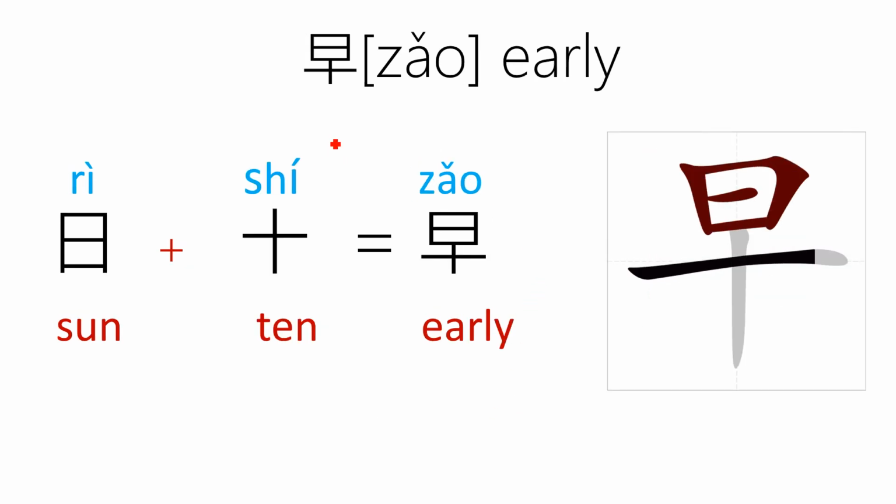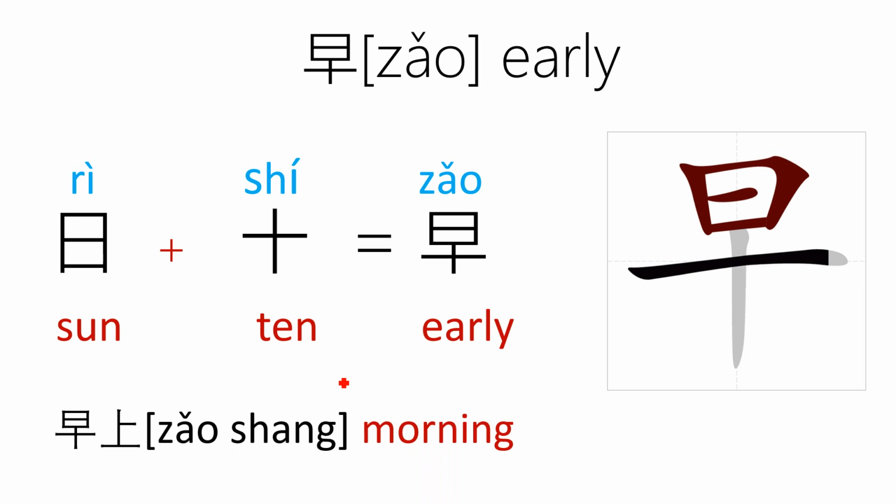Next one, this character 早 means early. To make it, we have 日 and we have 十, which means ten. It's just a cross, and we put 日 on top, 十 underneath. And to make a word, we can say 早上. 早上 means morning.